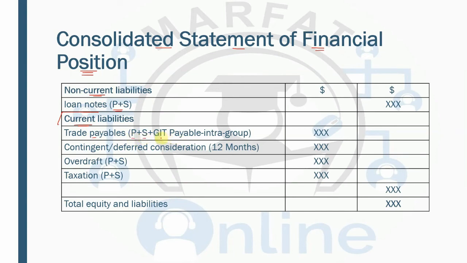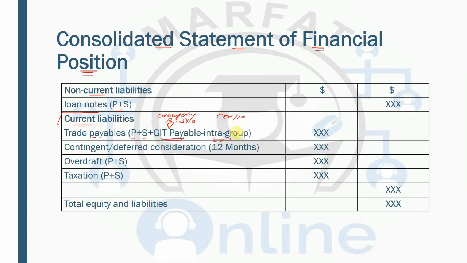And do you remember the corresponding payable on the goods in transit? This was the contra entry. So this was the corresponding payable on goods in transit. We have already discussed this. And this is the intra group, which was the contra entry, debit payable, credit receivable.